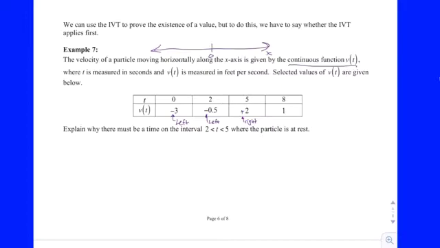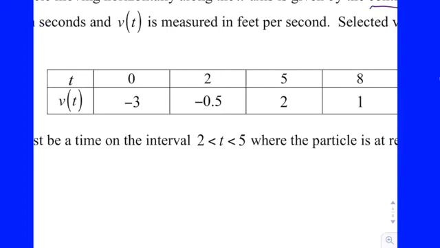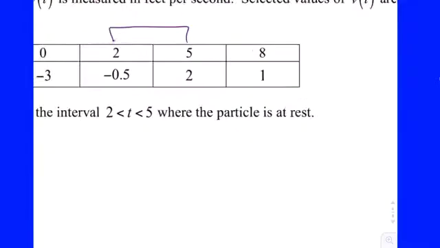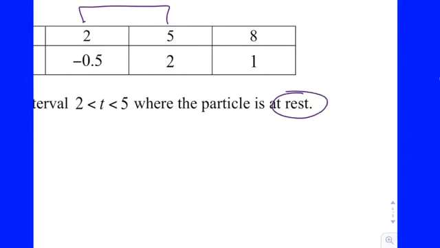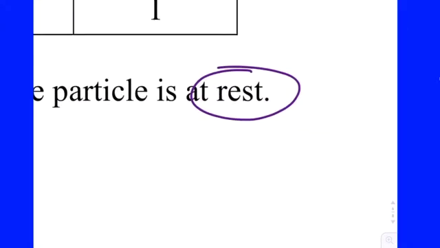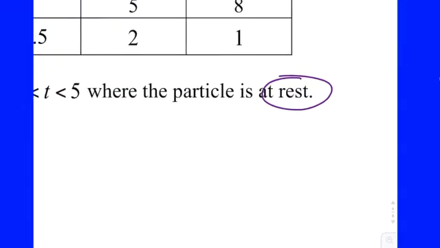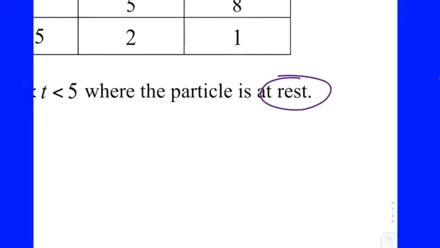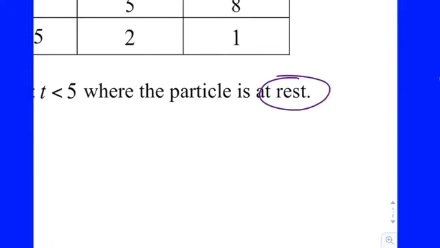Okay, explain why there must be a time value on the interval from 2 to 5. So explain why somewhere in here there has to be a time where the particle is at rest. At rest. What would that mean? What are we trying to prove there? Are we trying to prove that the particle is sleeping in his bed at some time, or lounging on a recliner watching college football? What does at rest mean?